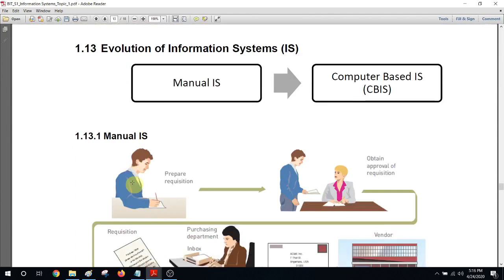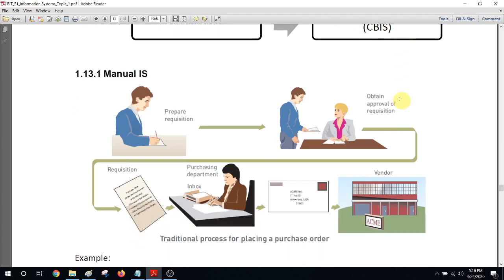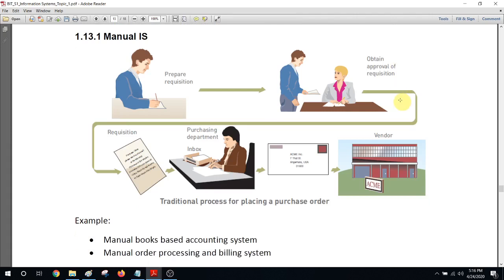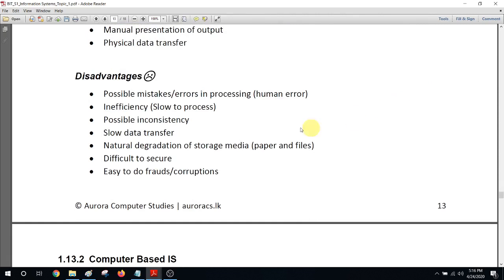Now we are moving to evolution of information systems. So early days we had manual information systems, but now we are talking about computer based information systems. The short term is CBIS. I am not going to explain all these concepts because these are self-explanatory. Manual information systems means basically information systems that we use manual, paper, pencils, files, etc. All the processing is done by humans, right? There are some features and a lot of disadvantages, so you have to go through that.